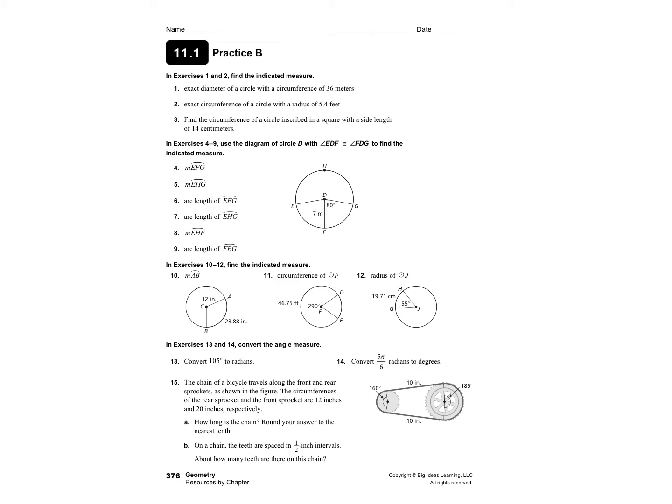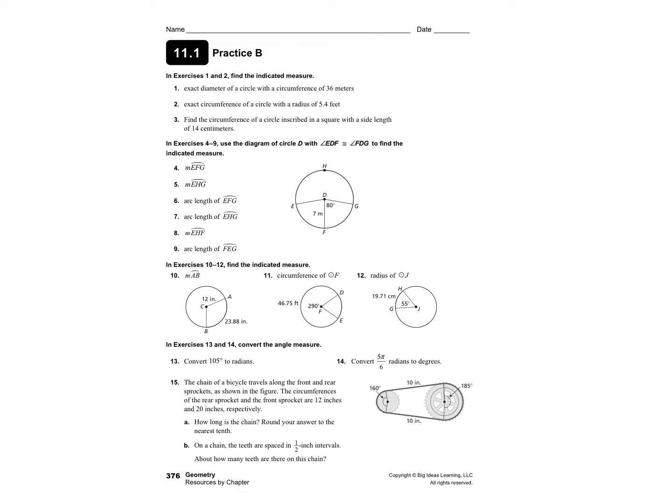Now, keep in mind, don't always focus just on a review. Always remember, go back. You can use your warm-ups, your notes, and your homework as additional resources to study for the test. So in section 1, this is where we learned about circumference and also about arc length. We also learned how to convert from radians to degrees and degrees to radians.